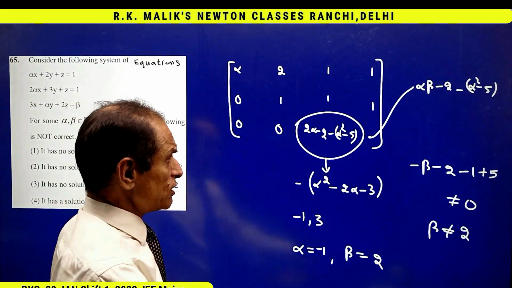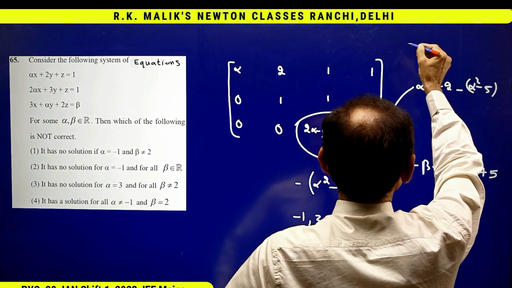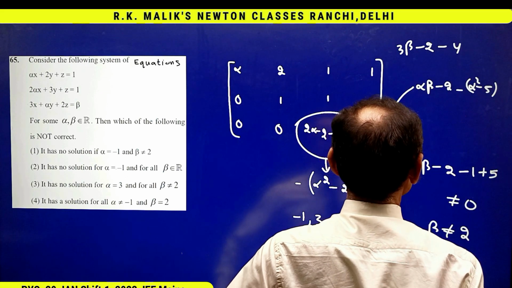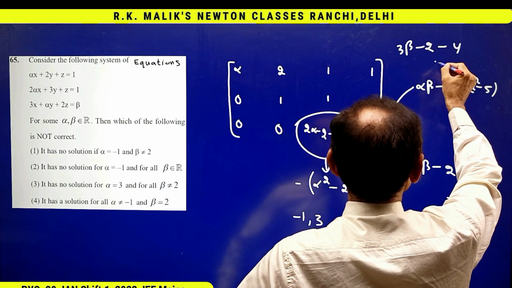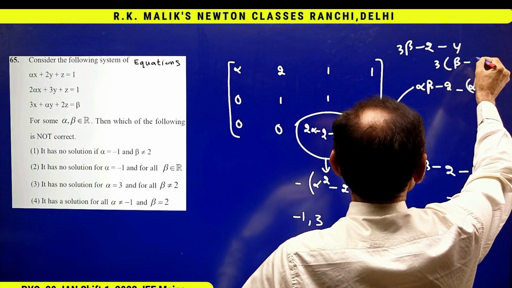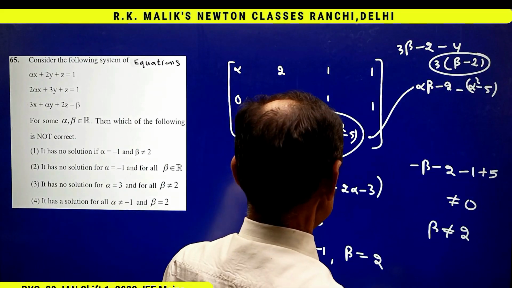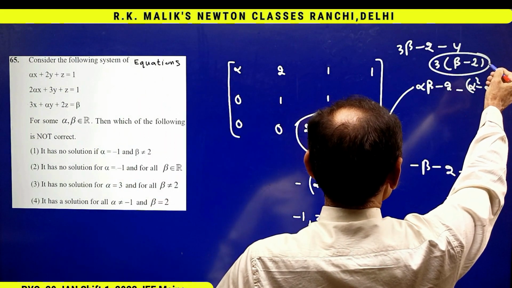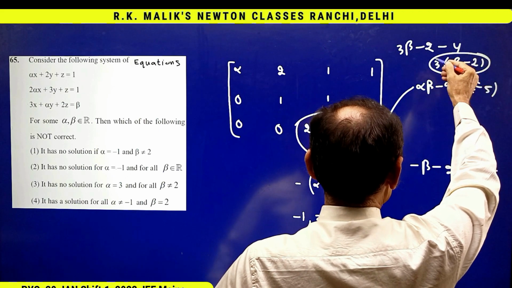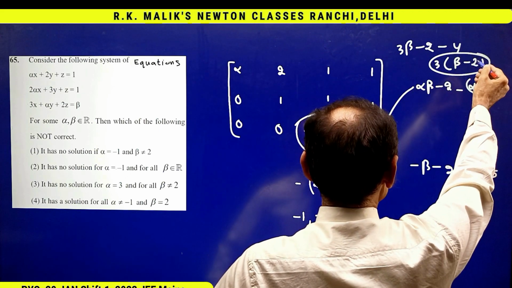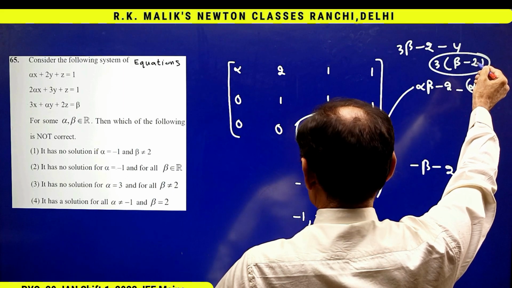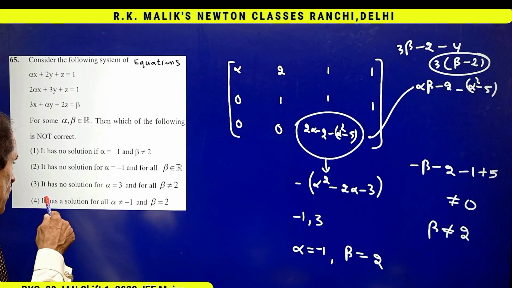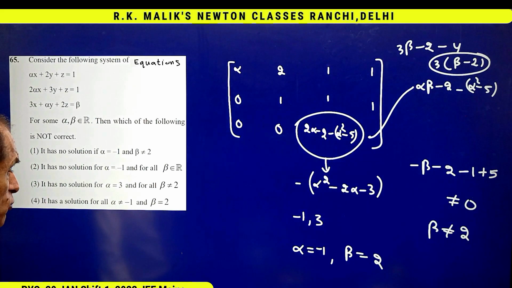If alpha is equal to 3, this will become 3 beta minus 2 minus 4. That is, it will become 3 into beta minus 2. And if alpha is 3 and this is non-zero, then no solution. If alpha is 3 and this is also 0, then infinite number of solutions are there. Hence, the information of third choice is correct. And the information of fourth choice is also correct.